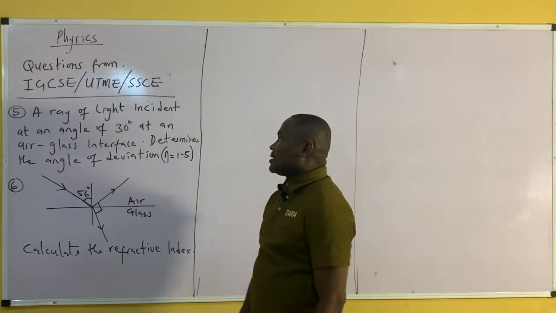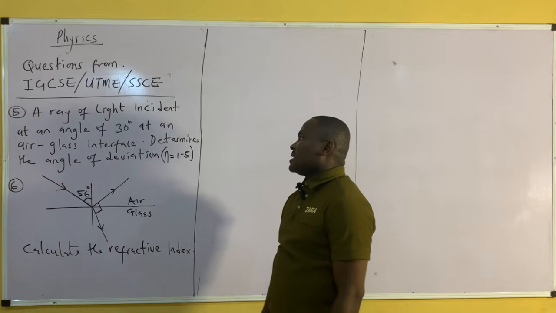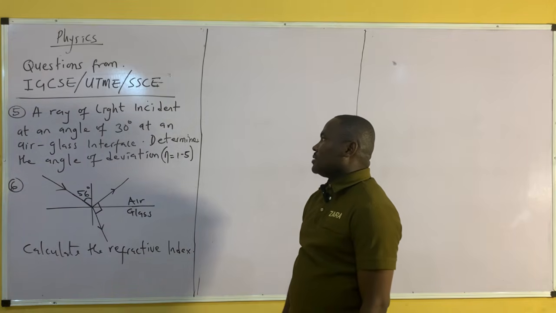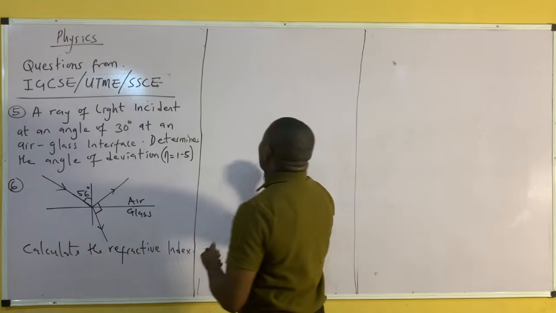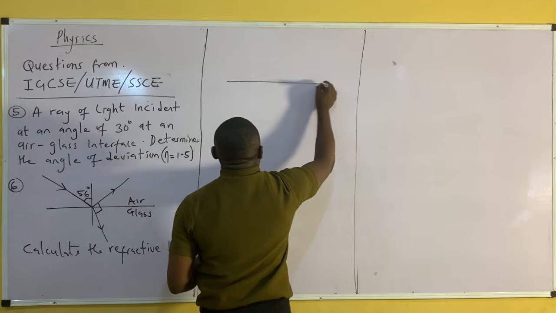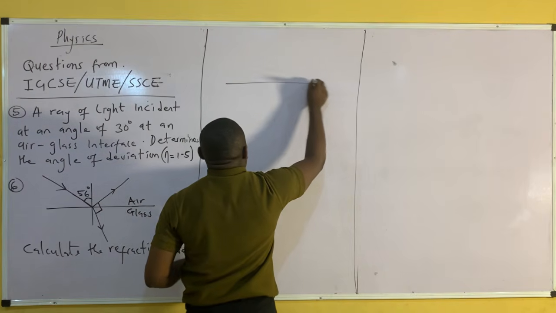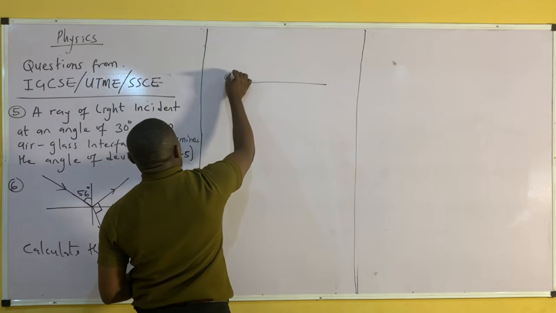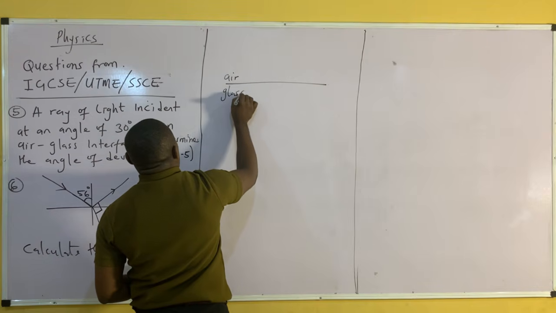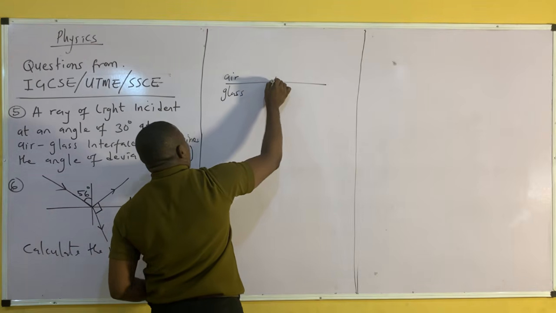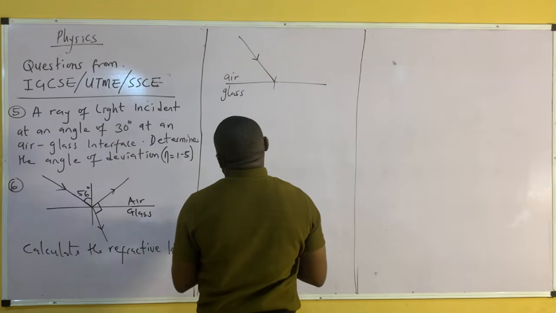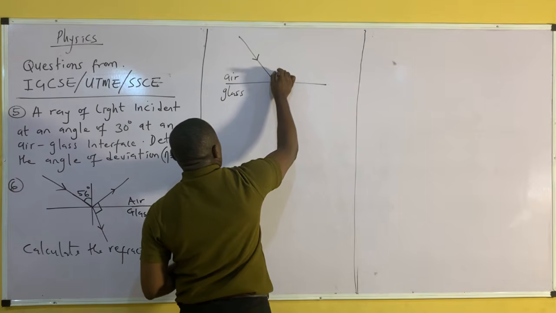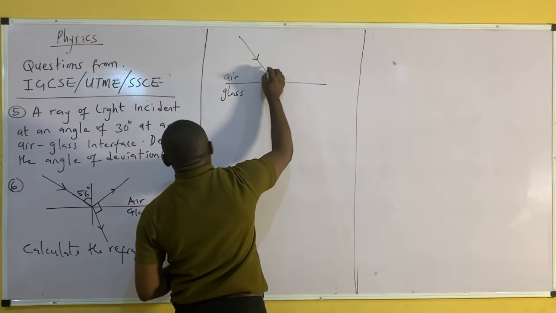Now let's look at question number 5. Question number 5 says, a ray of light incident at an angle of 30 degrees at an air glass interface. So it means the interface is an air to glass interface. This is the normal. This is light incident, and it was done at an angle of 30 degrees. Take note, this is 30 degrees.